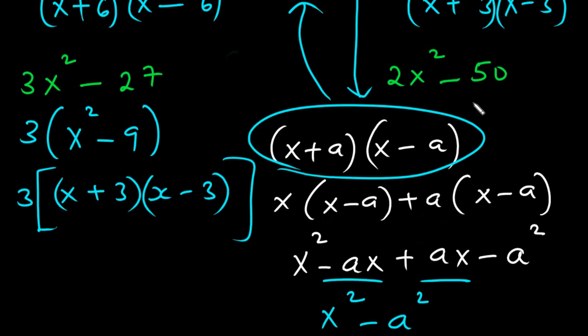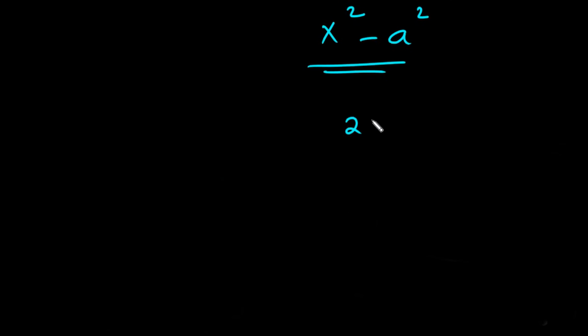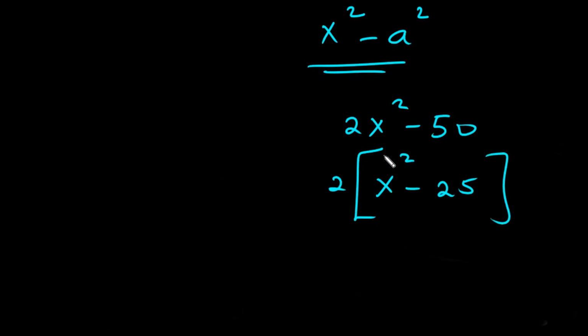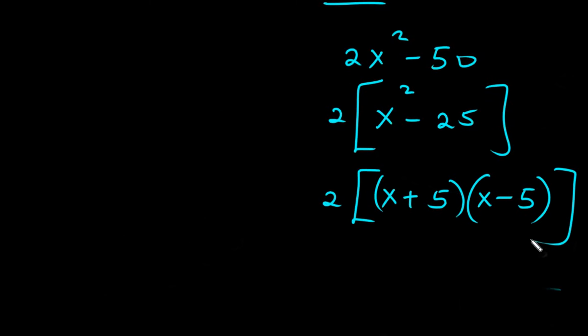Let's look at this final one. It seems I don't have enough space, so let me write it down here. It's 2x squared minus 50. The same thing, we need to factor out 2, and we're going to be left with x squared minus 25. x squared minus 25 is a difference of two squares. How do we work it out? We take the square root of x squared and the square root of 25, which is 5. Then one of them we put a plus and the other a negative sign. It's as simple as that, guys.